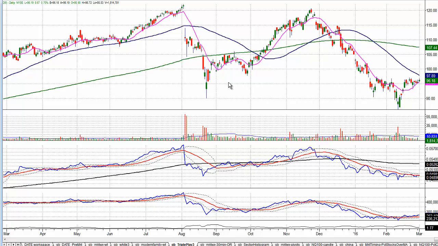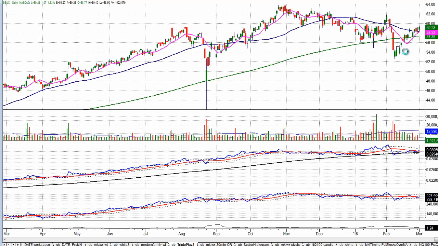And finally, another XLY stock worth looking at, Starbucks. All right, this one is over the 50. The 50 is over the 200, so you're in a bullish phase. Leadership on the triple play is not there yet. So if you do have triple play, if you play this breakout above this consolidation, you'll want to see the leadership kick in.